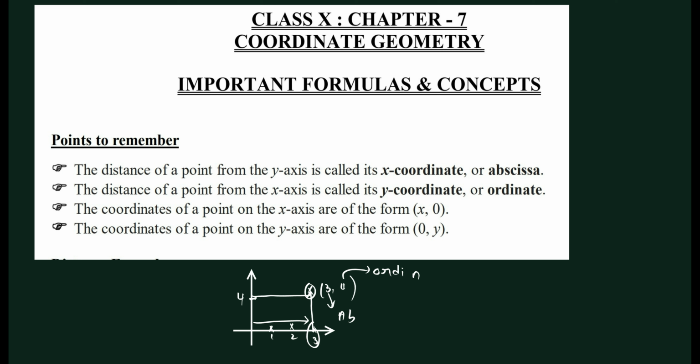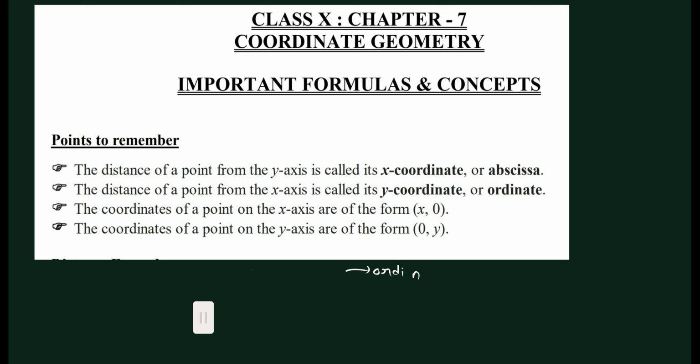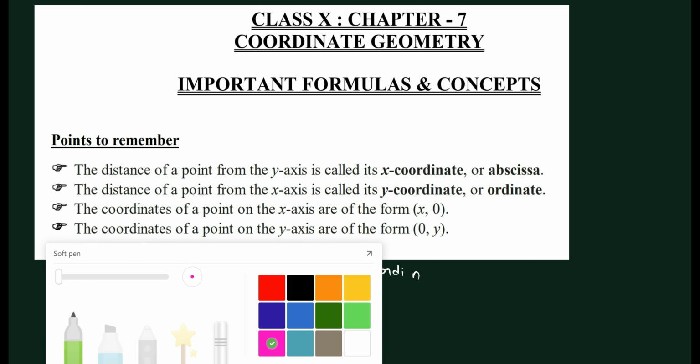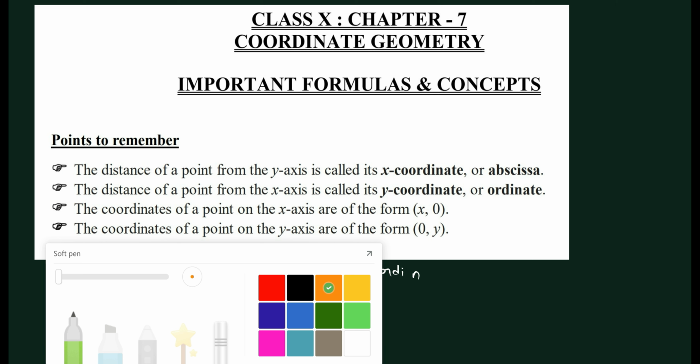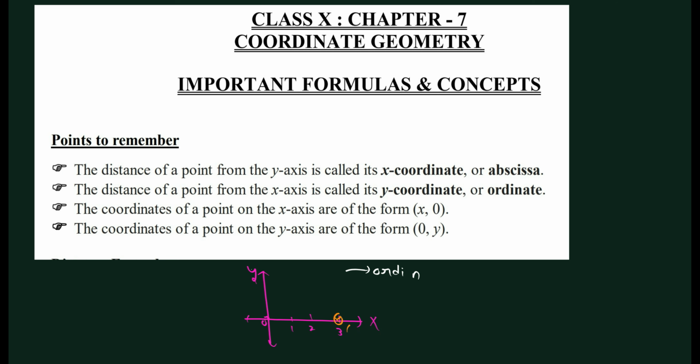The coordinates of a point on the x-axis are of the form (x, 0). For the point which lies on the x-axis, what is the coordinate value? For example, here we have the two axes. This is the y-axis and this is the x-axis. This is 0, 1, 2, 3. This is the point which lies on the x-axis, where the y value is 0 and the x value is 3.